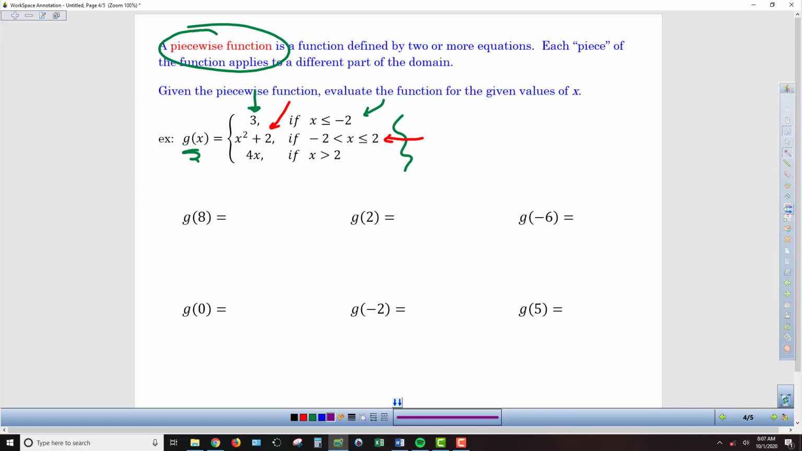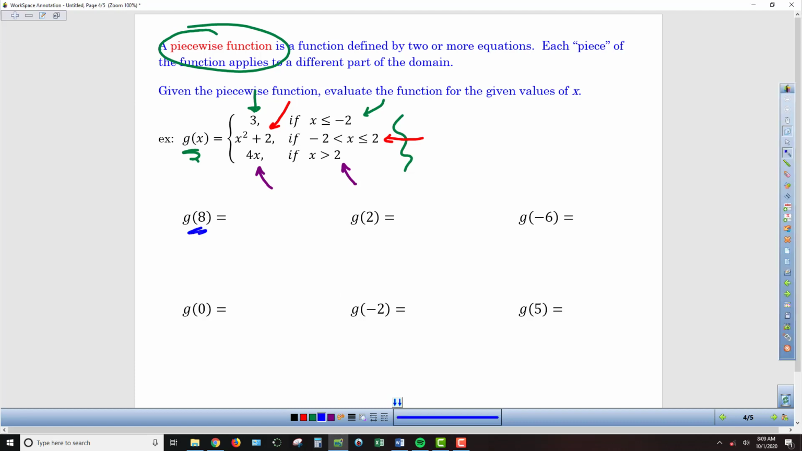And then finally, if our input into our function is greater than 2, then we're supposed to use this equation here, 4 times whatever that input is. So this is what we mean by a piecewise function. So we have multiple different equations that we're supposed to make use of depending on the input.